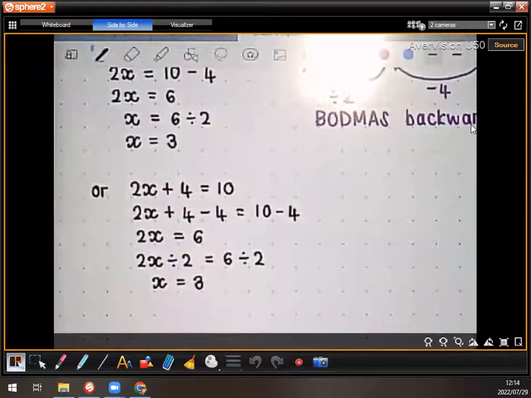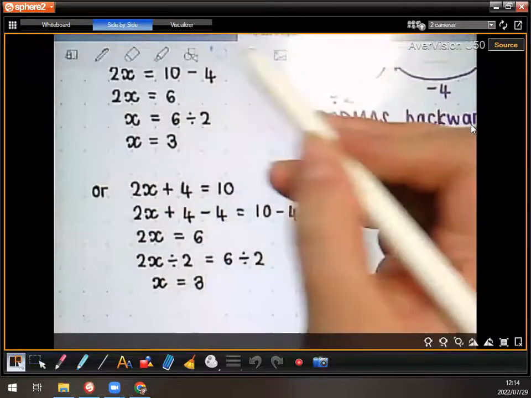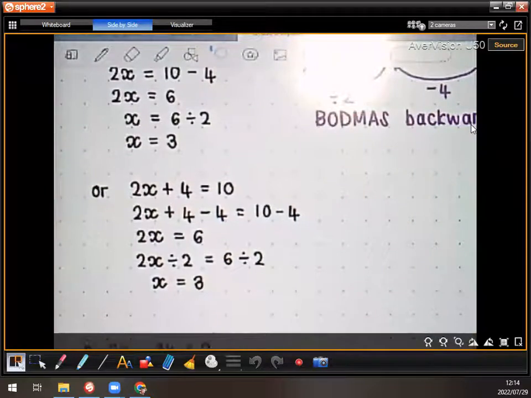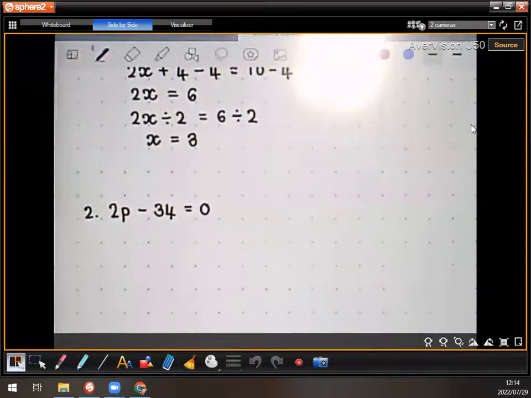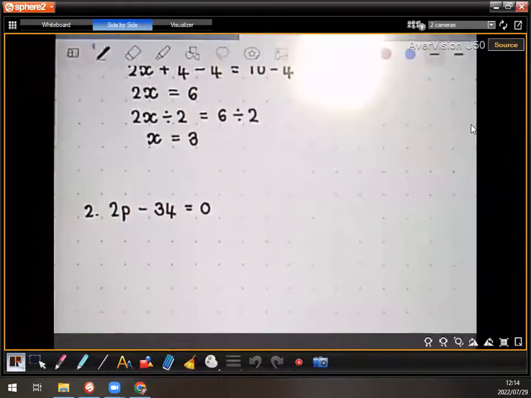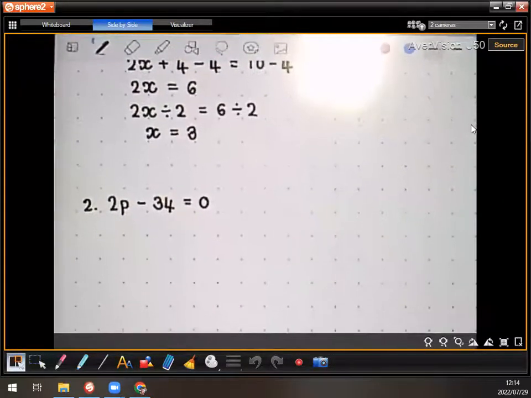Okay, is that fine, guys, for that first one? All right, let's look at another one. For example, 2p minus 34 is equal to 0. Okay, so now we need to solve for p, right? That is the variable that we have here.